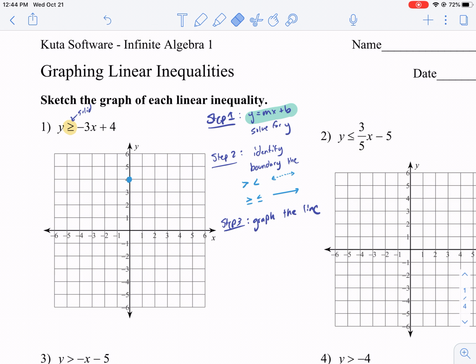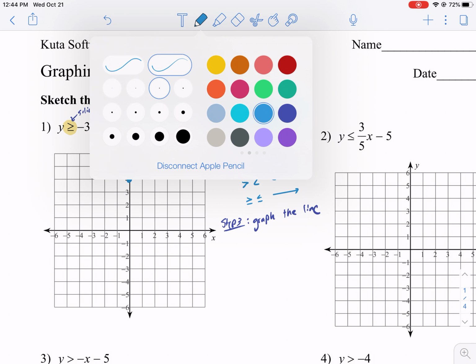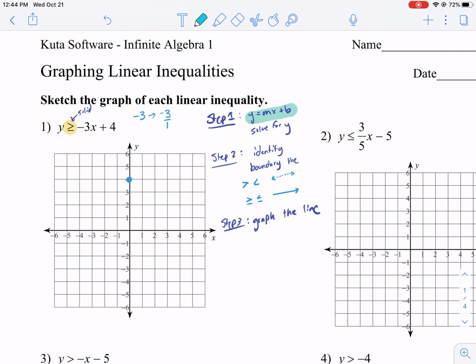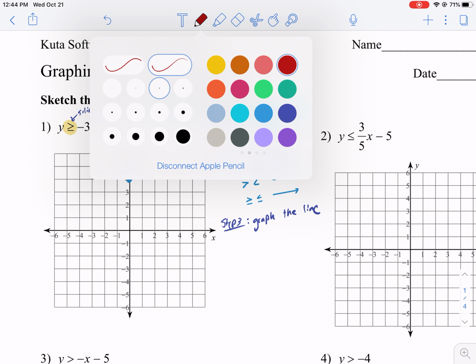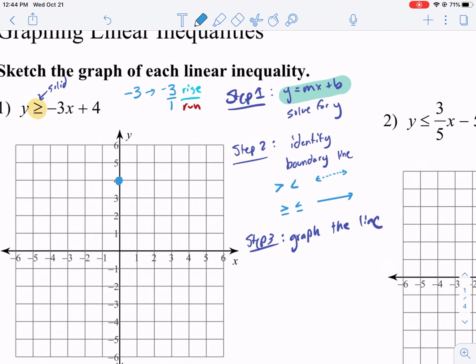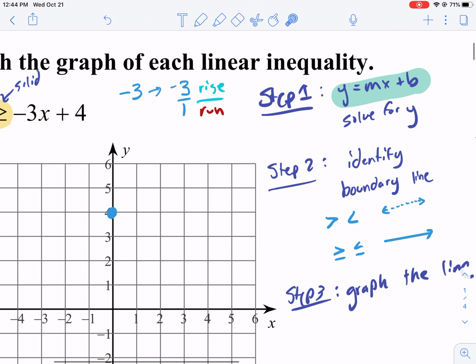Next up, we use our slope. Our slope in this case is the coefficient of x, so it's negative 3. I like to consider it as negative 3 over 1. You can put any integer as a fraction by putting it over 1. The negative 3 will be our rise, and the run will be 1. By the way, I always make my slope negative in the numerator. It just makes it a little bit easier to graph, in my opinion. So my rise is negative 3, which means I'm going to go down 3 units: 1, 2, 3.